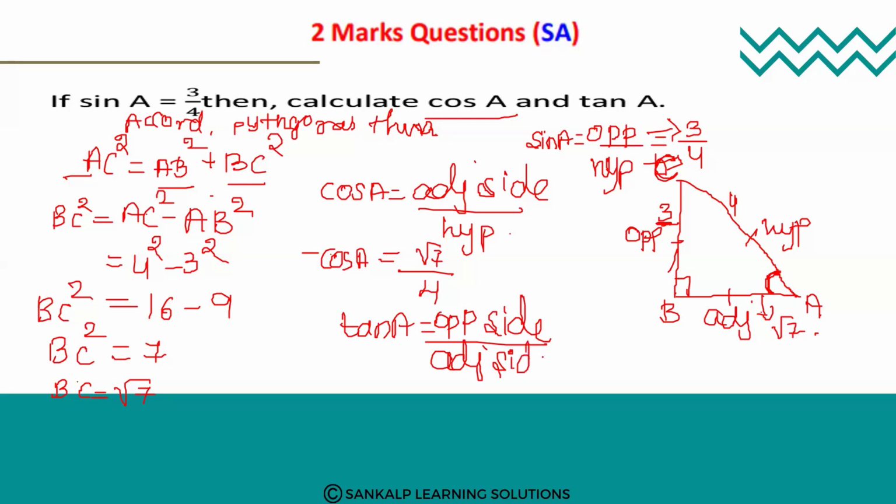Okay, opposite side divided by adjacent side. Opposite side value is 3. Adjacent side is root 7. So 3 divided by root 7. This is the value of tan A. So this question can be asked for 2 marks.